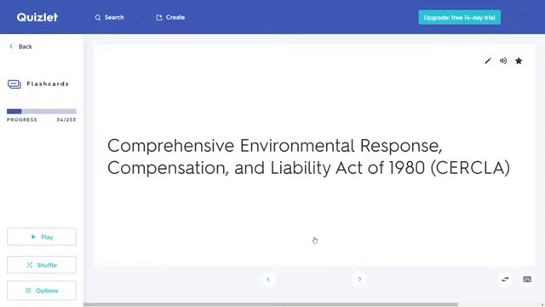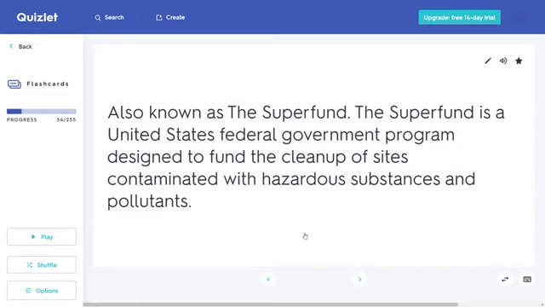Okay, so hopefully this isn't the first time you've seen or heard of this, because this concept is so important, not just for your exam, but for your career. Basically, CERCLA, also known as the Superfund, is a United States federal government program designed to fund the cleanup of sites contaminated with hazardous substances and pollutants.